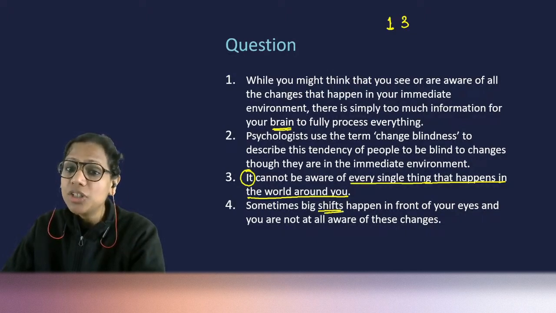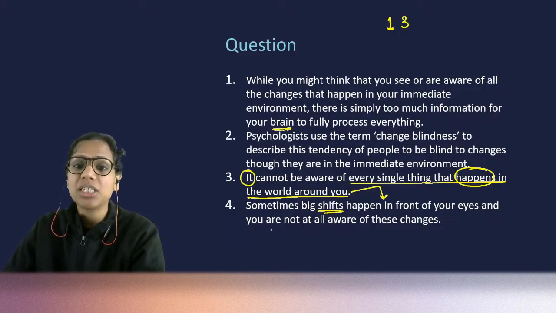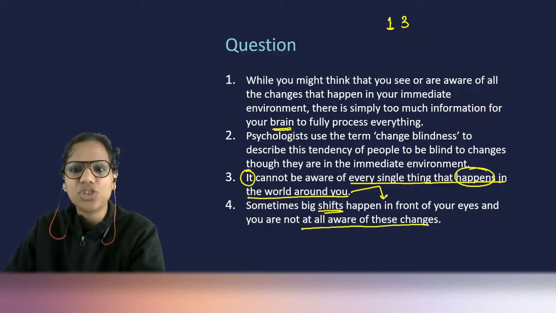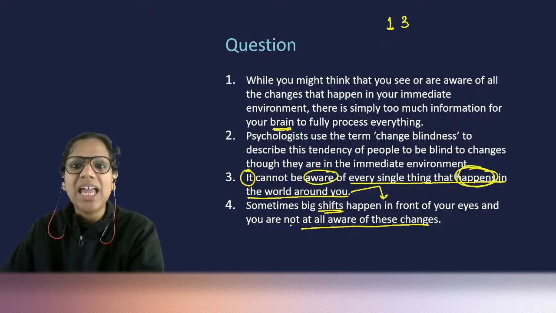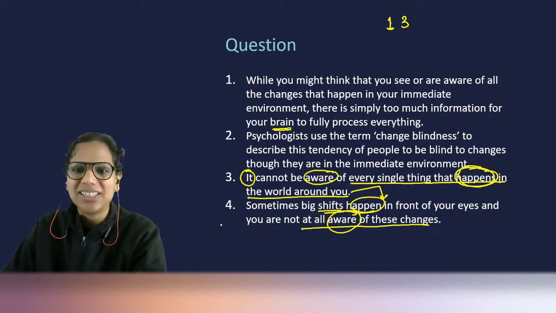Sometimes big shifts happen in front of your eyes. So, see, we were talking about things happening in the world around you. Sometimes big shifts happen in front of your eyes, and you are not at all aware of these changes. So, we were talking about awareness of the things happening, and even in 4, we are talking about the awareness of the shifts happening, the things happening, right? So, actually, 3 and 4 are thematically related.